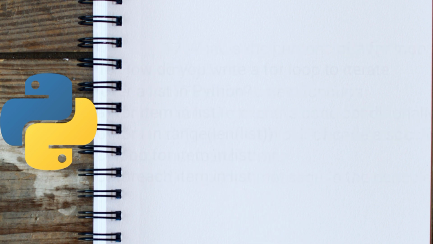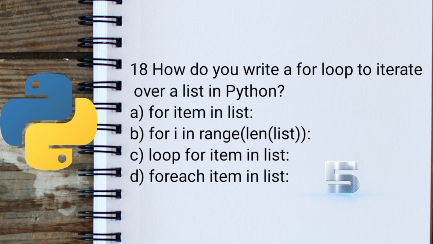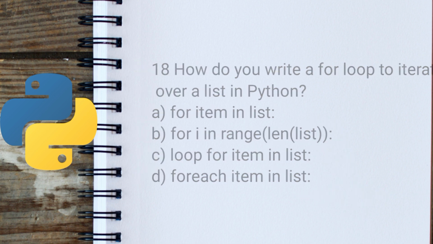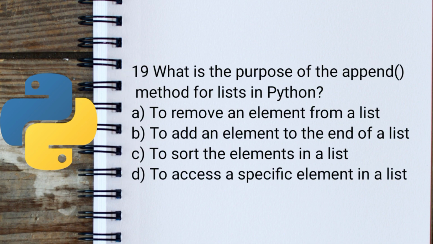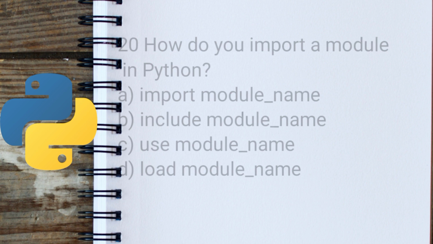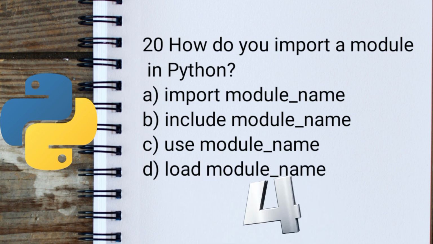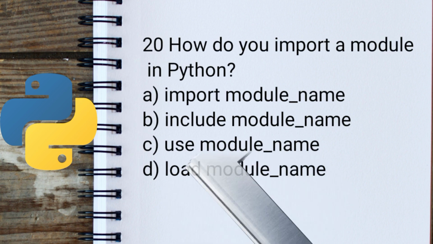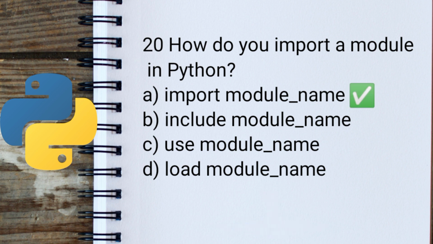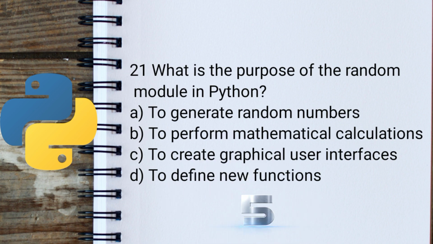Question number 18 is, how do you write a for loop to iterate over a list in Python? Question number 19 is, what is the purpose of append method for lists in Python? Question number 20 is, how do you import a module in Python? Question number 21 is, what is the purpose of random module in Python?